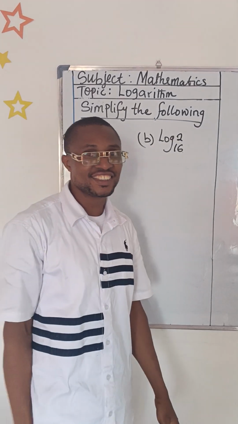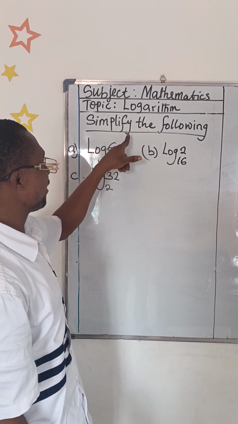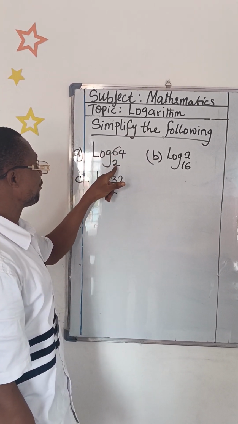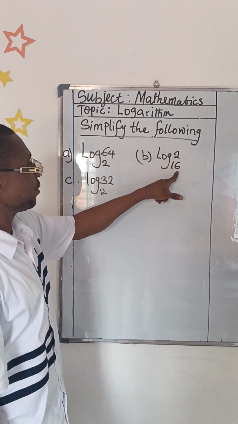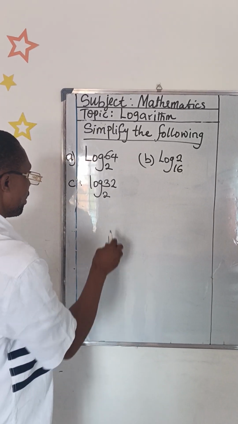Hello everyone. Let's quickly look at these questions here in logarithm. The question says number A: log 64 base 2, log 2 base 16, log 32 base 2.